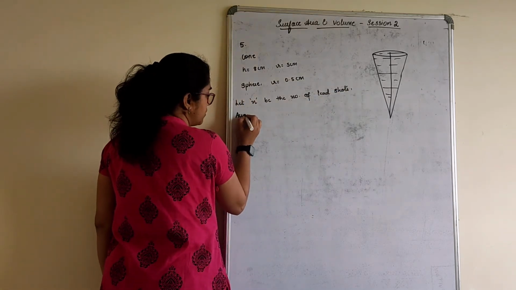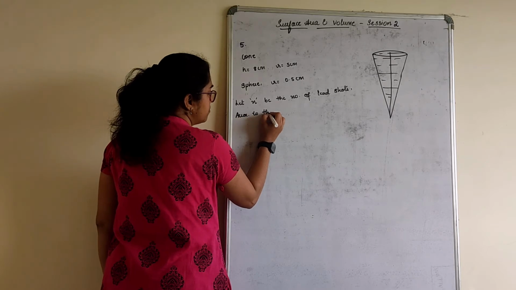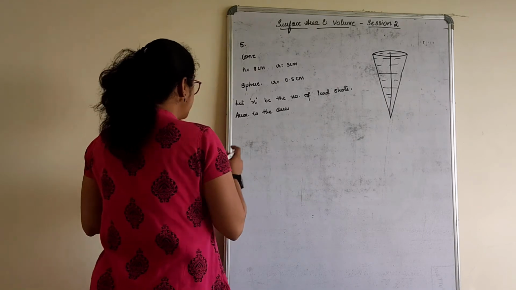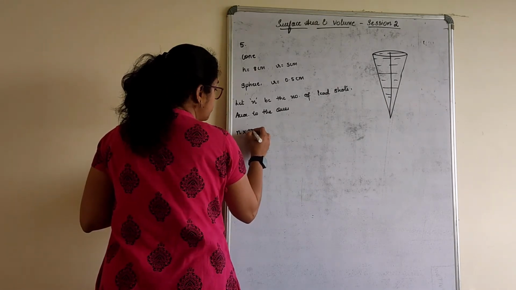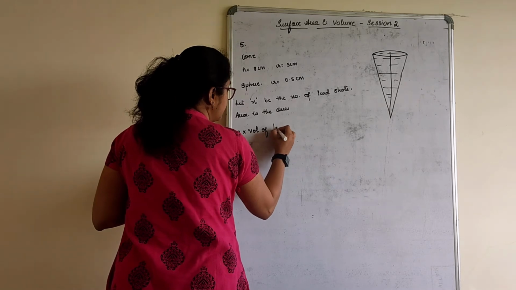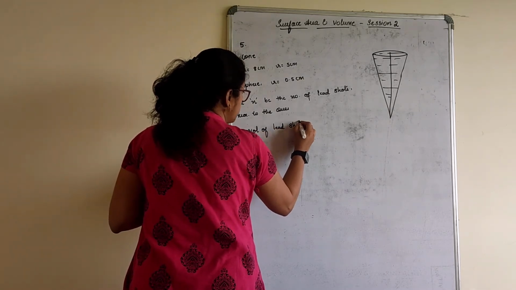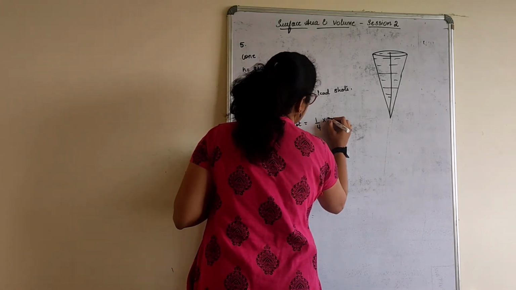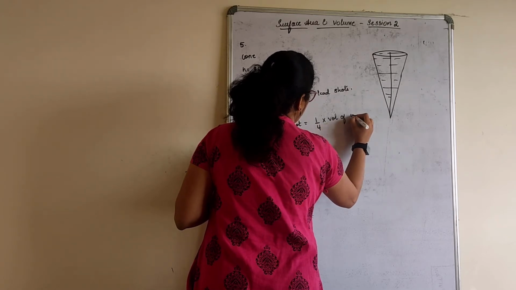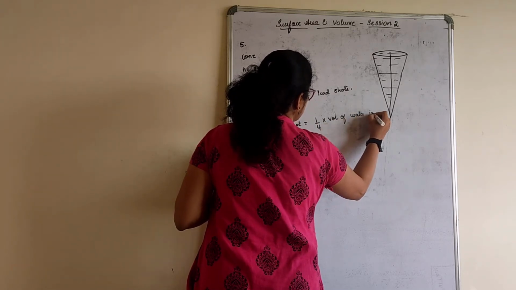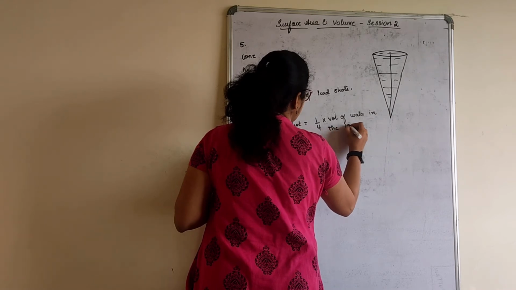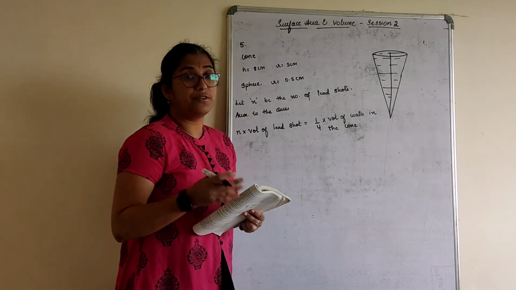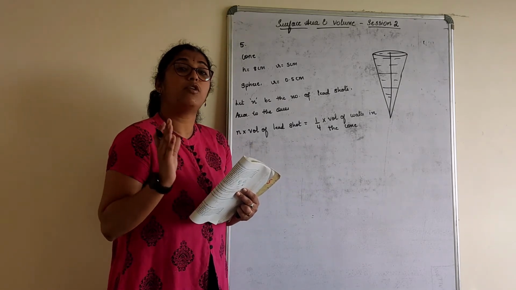So according to the question, we are going to do it directly in one go. So according to the question, n into volume of lead shot is equal to 1/4 into volume of water in the cone. Right? First of all, volume of the water in the cone is nothing but volume of the vessel. Volume of the water is nothing but volume of the cone.